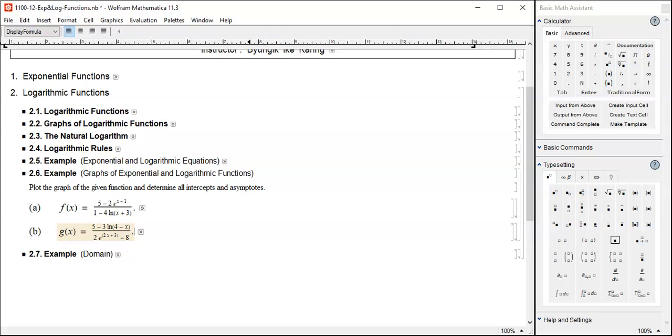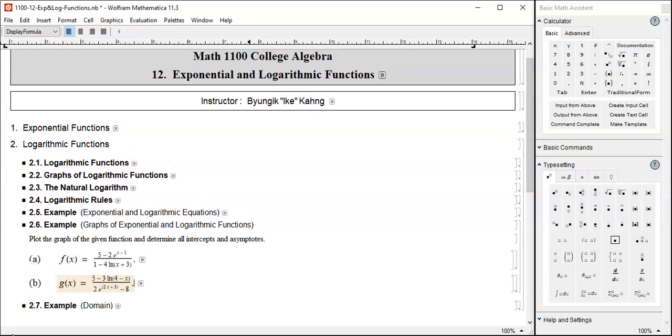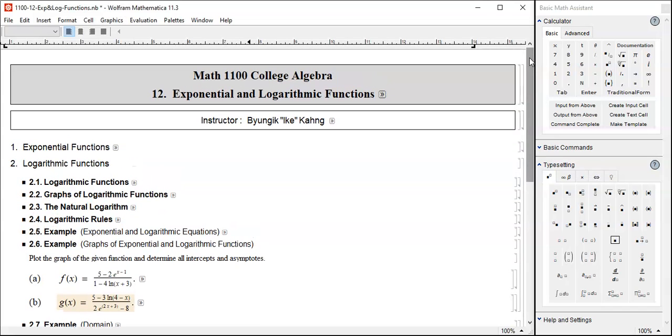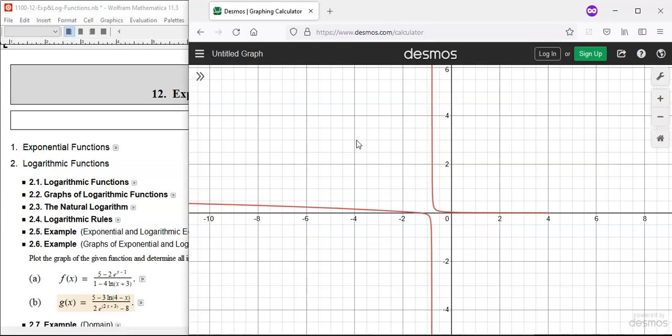Okay, plot a function, and let me get this Desmos graphing calculator ready. Let me stop the recording. Okay, I prepared the graphing calculator here. After stopping the recording, I prepared this, and then I have this graph here. Please check this and that. So this is the graph.